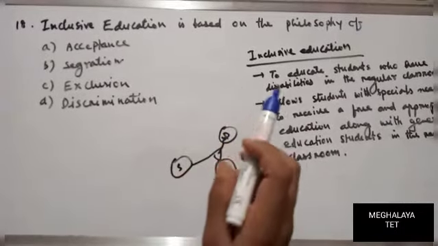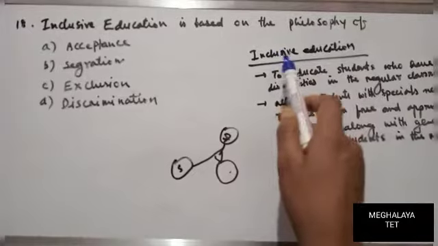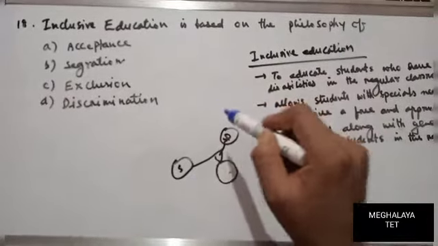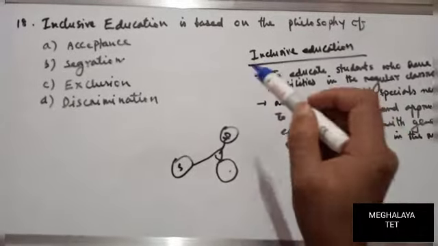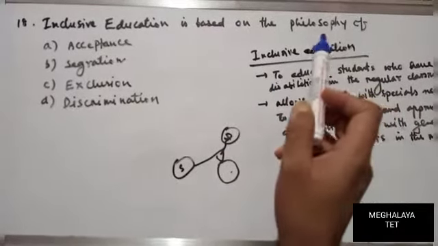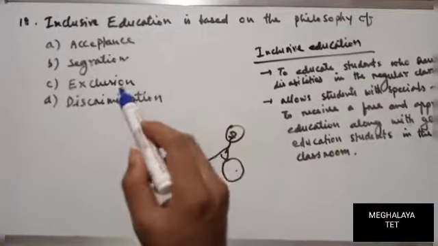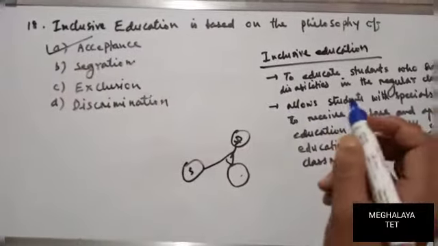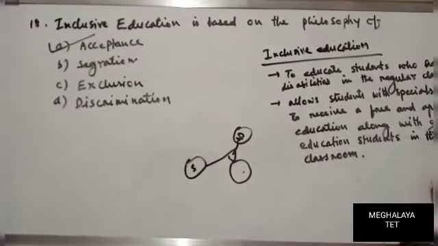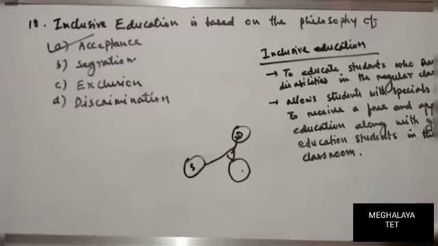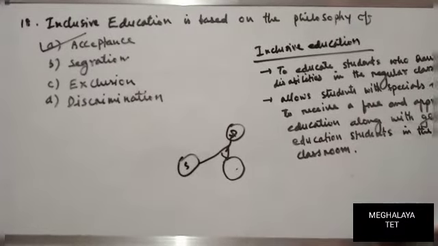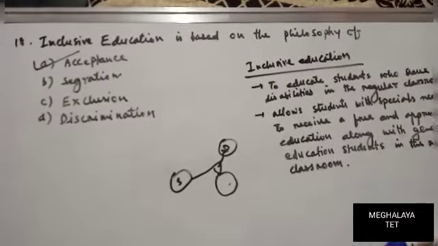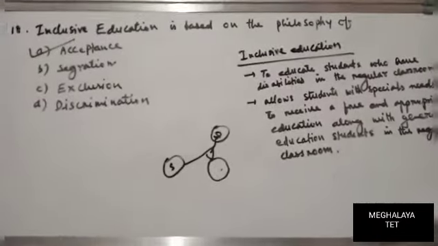So the main aim of inclusive education is that all students should learn in the same classrooms, students with disabilities as well as those who don't have a disability. It is based on the philosophy of acceptance. The option 'acceptance' is the correct answer for this question. Students who have a disability have to be admitted to the same classrooms, so acceptance is the right answer. They have to accept the children.